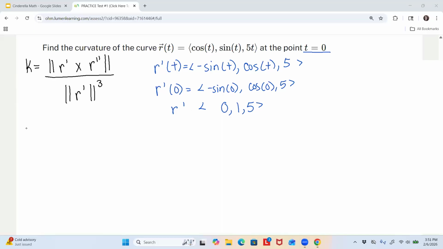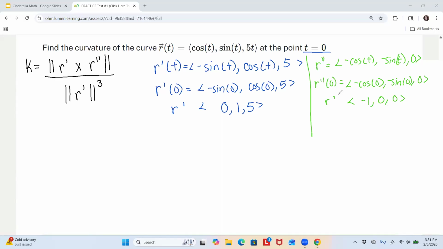Now do the second derivative. So R double prime. So taking the derivative of the derivative, negative sine becomes negative cos. Derivative of cos is negative sine. And derivative of 5 is nothing. Now do double prime at 0. So that's negative cos of 0, negative sine of 0, and 0. Cos of 0 is 1, so that'd be negative 1. Sine of 0 is 0, and 0.